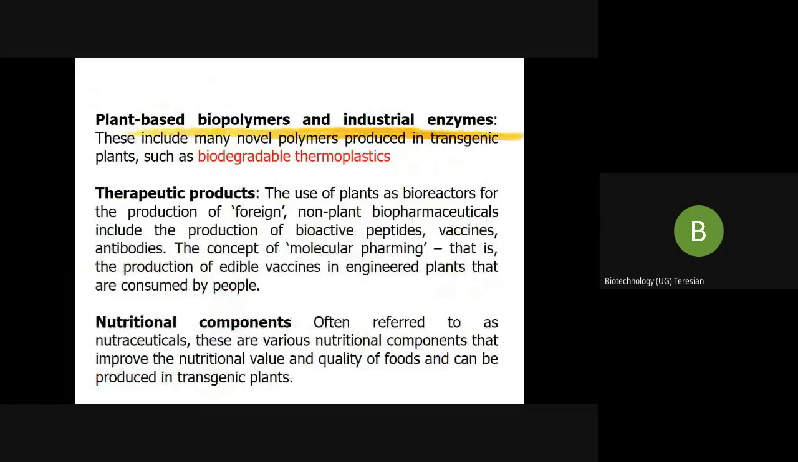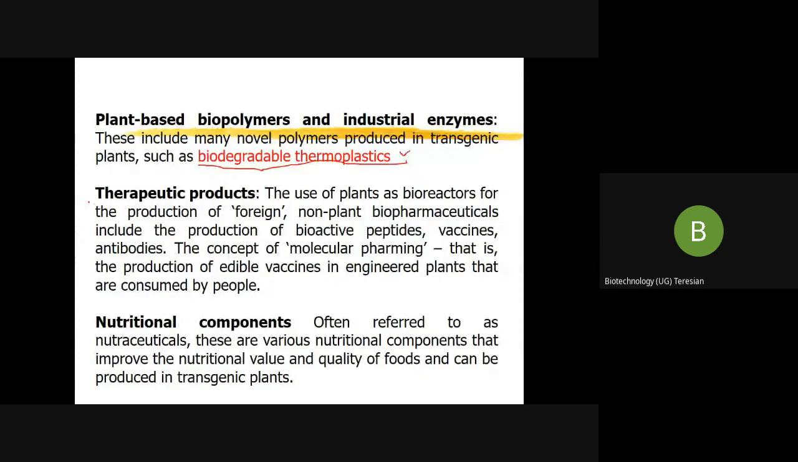Lastly, you can see that we have plant-based biopolymers and industrial enzymes. So what we are now all looking into is biodegradable plastics. Plastics are made from polymers. So these include very novel polymers produced in the transgenic plants. So your plants have been transformed, carrying transgenic genes which can produce biodegradable thermoplastics.